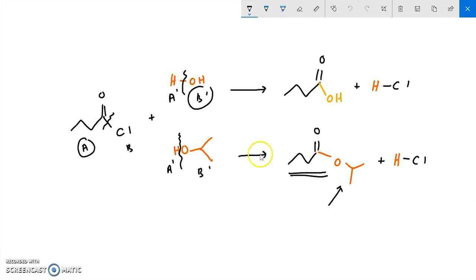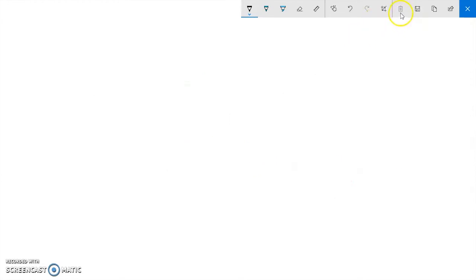Okay, let's take a look at another example. For instance, we're going to take an anhydride. We're going to start off with benzoyl anhydride, which consists of the benzene ring attached to the C double bond O, attached to the O, attached to the C double bond O, and another benzene ring. So this is the benzoyl anhydride, which is also considered a symmetrical anhydride.